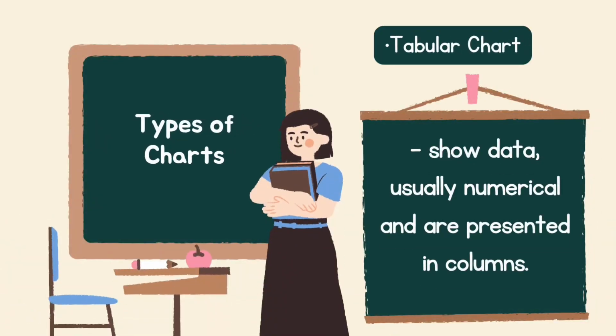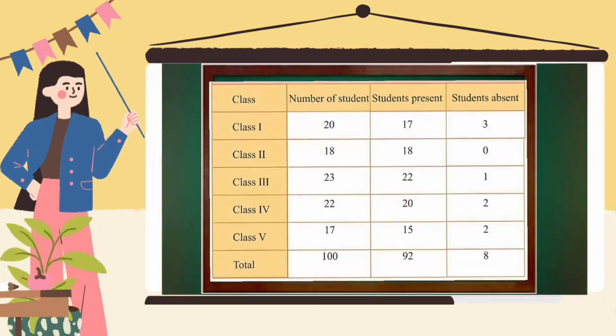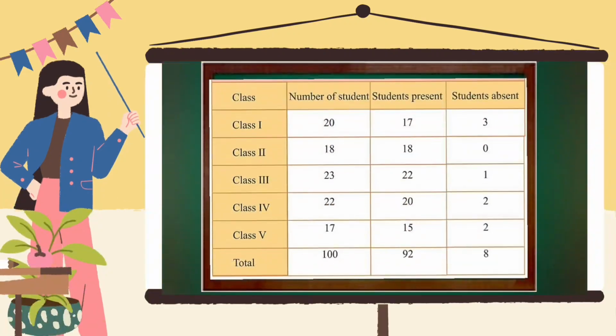Next one is tabular chart. So what is tabular chart? It shows data, usually numerical, and are represented in columns. So the example, for the first column is class, the second column number of students, the third column students present, and the last column students absent.